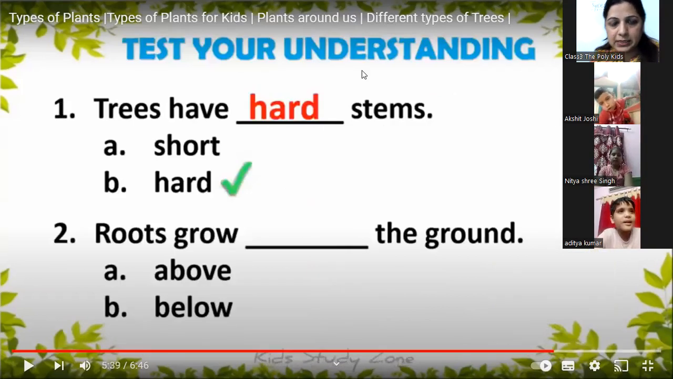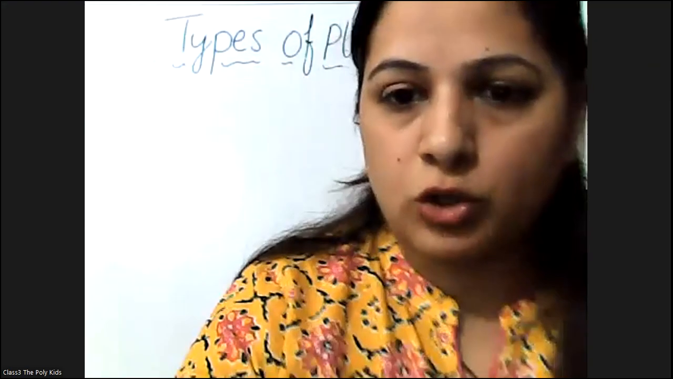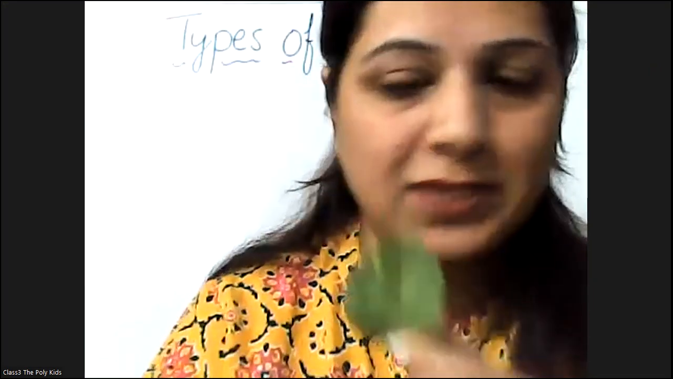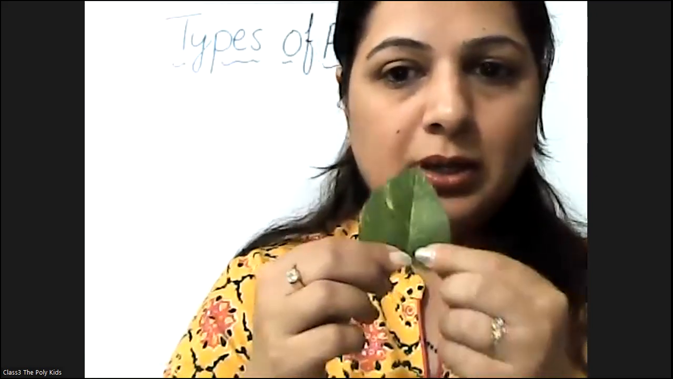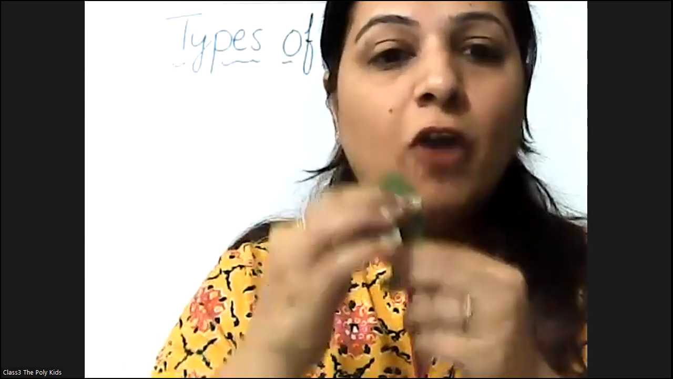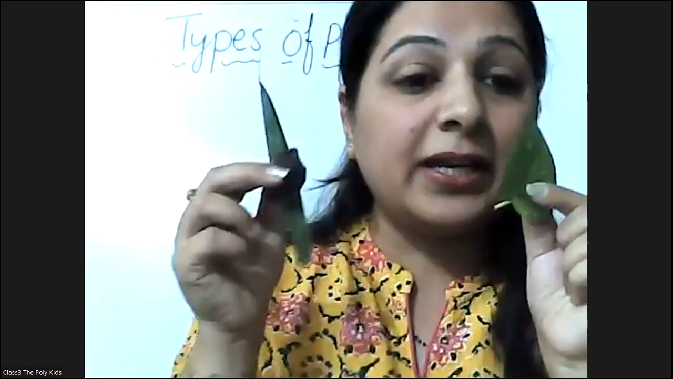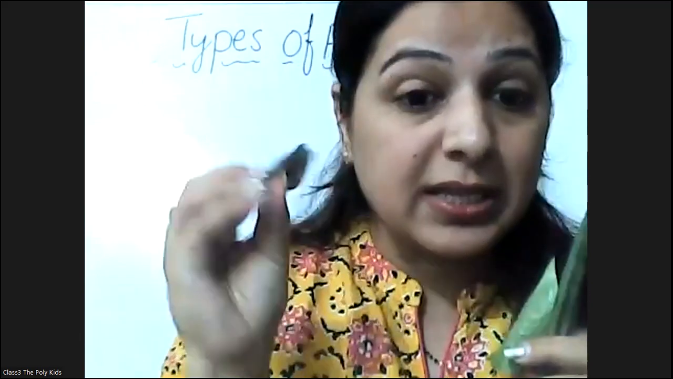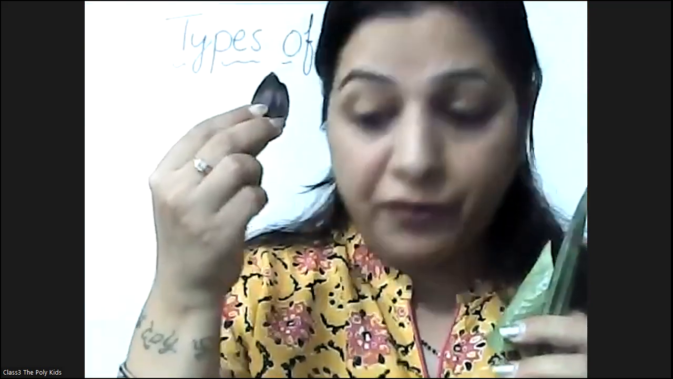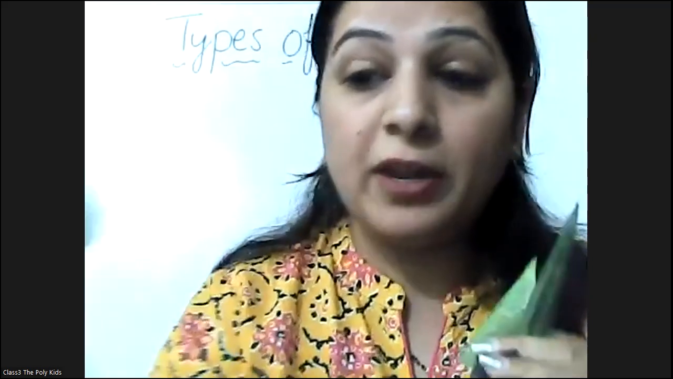Okay, 1 second. Before showing you the worksheet, I asked you to bring one or two leaves. I hope everyone has brought. Yes. So whatever leaves you have, just see. I have like 3-4 leaves. Leaves are of different types. You can see their type is different. Colors can also vary. Leaves can be of different colors. They can be of different size.